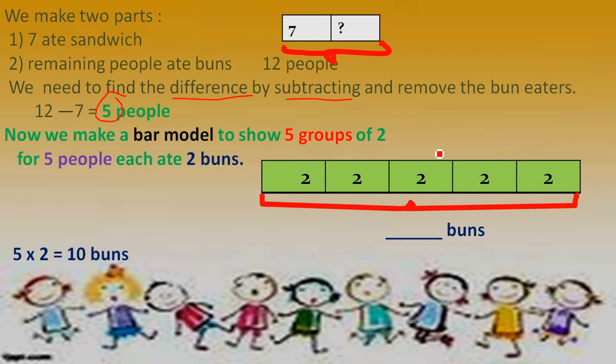Now we have to find out how many buns, total buns were eaten. Now we can see that this number 2 is repeated again and again. We also know that multiplication is repeated addition. So we multiply 5 groups with 2 buns each. So total number of buns are 10 buns.